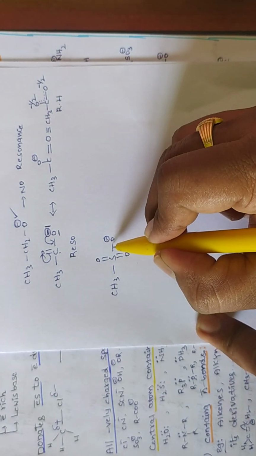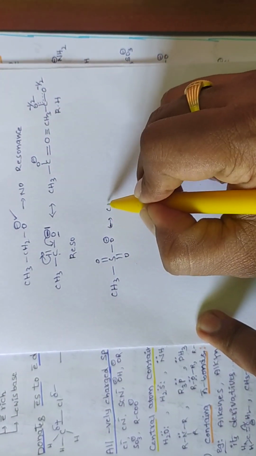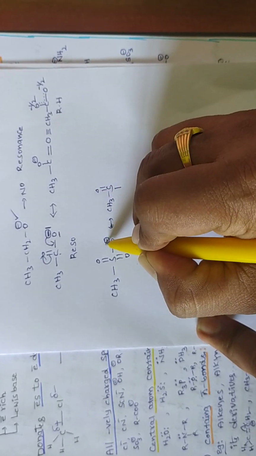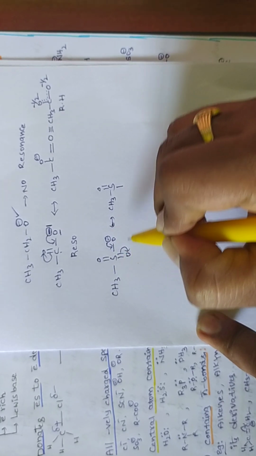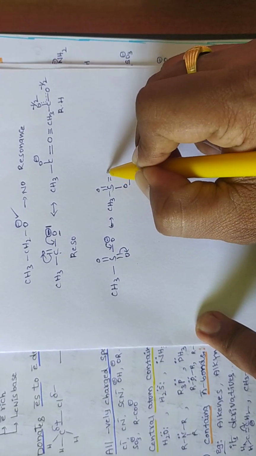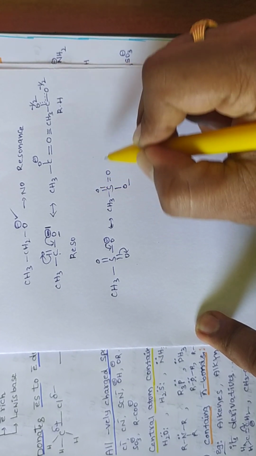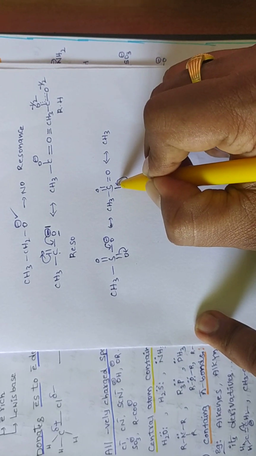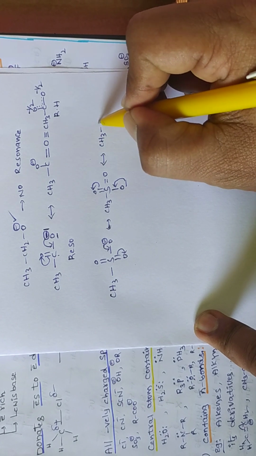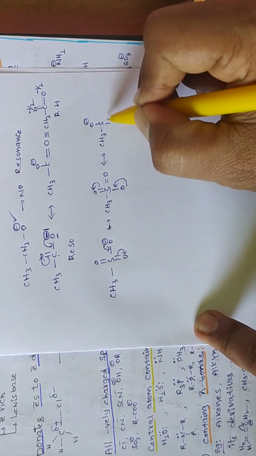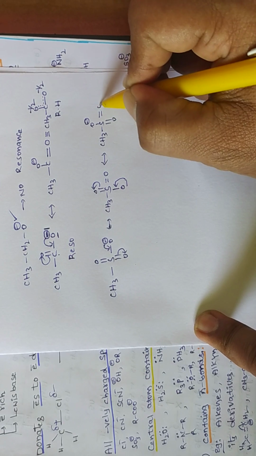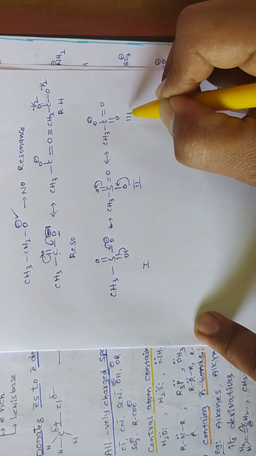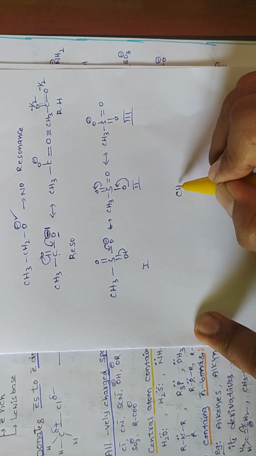Now negative charge, single bond, double bond. Conjugation is there, so it will give resonating structures. These electrons will shift here, giving minus, double bond O. Next, negative charge, single bond, double bond, so it will give another resonating structure. These electrons shift to this side, and we get SO minus, double bond O. So this structure will give three resonating structures.